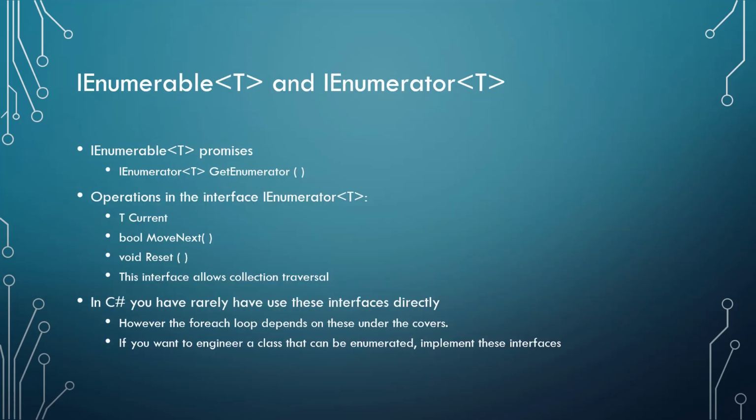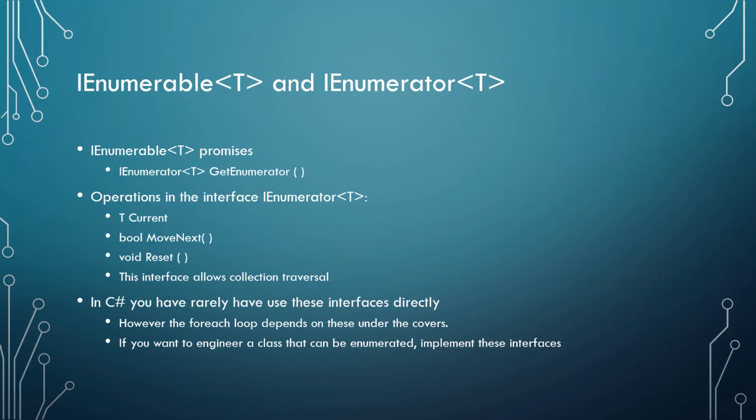So the IEnumerable and IEnumerator. The IEnumerable T promises one thing. So it's an interface with one method. That is, you can get an enumerator on it. The enumerator is where most of the action happens. That allows you to get the current place, move next, reset, and this allows collection traversal.